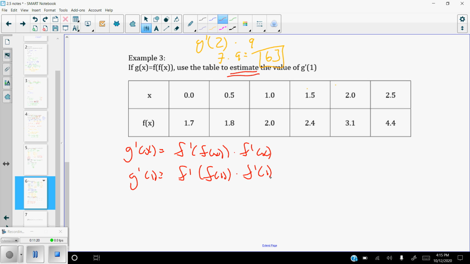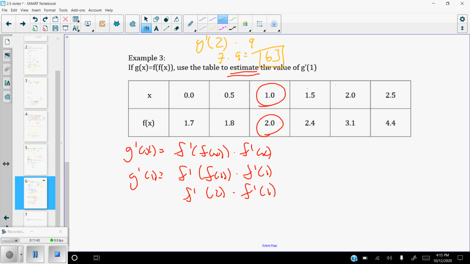Well, some of it I actually do know. So it wants us to find f of 1. So when x is 1, what's the value of f? Well, that's 2. So then it's f prime of 2 times f prime of 1. But there are no f primes given in that chart. So this is where the estimate comes in, because it says we want to estimate this.